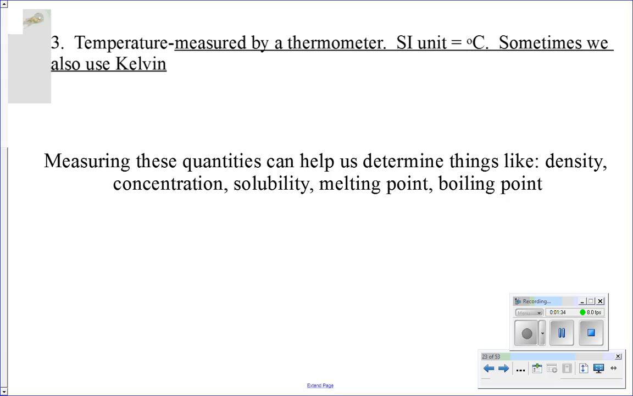By being able to measure these quantities, we can determine things like density. Density combines mass and volume. Concentration is a measurement of a mass of a solid in a certain amount of liquid. Solubility relates the amount of something dissolved to temperature. Melting and boiling point also involve measuring temperatures.